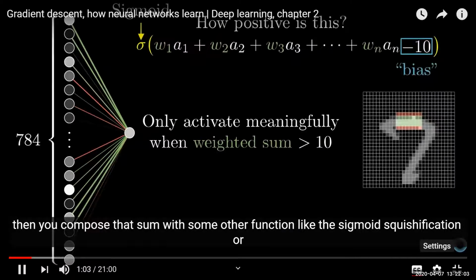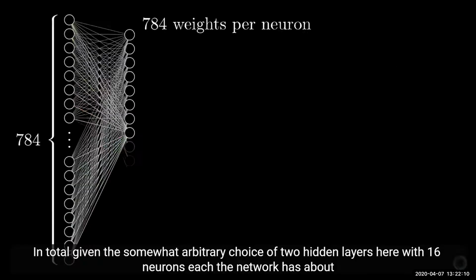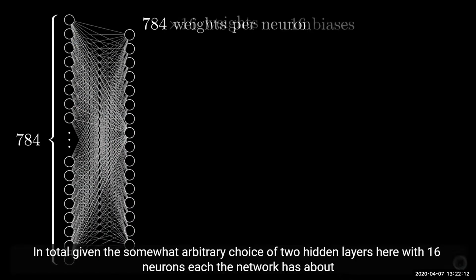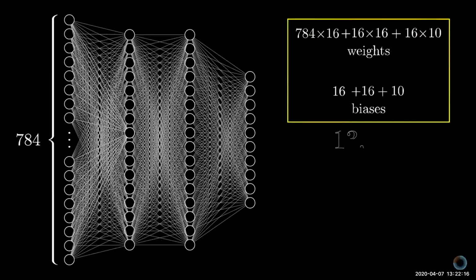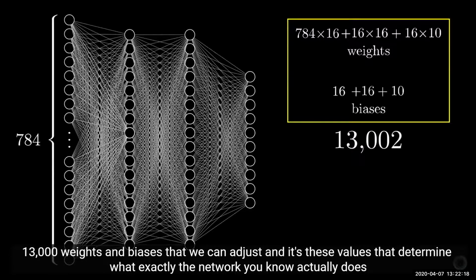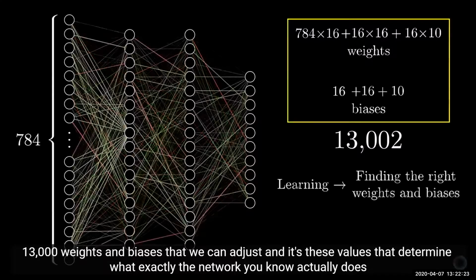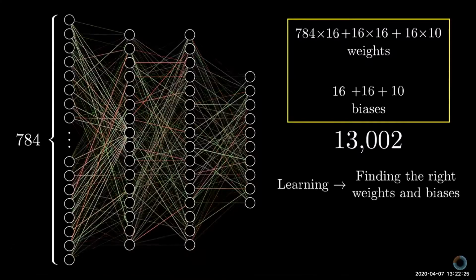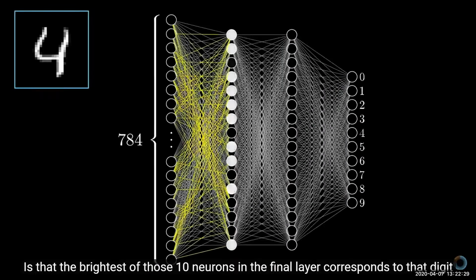Then you compose that sum with some other function, like the sigmoid squishification or a ReLU, the way that I walked through last video. In total, given the somewhat arbitrary choice of 2 hidden layers here with 16 neurons each, the network has about 13,000 weights and biases that we can adjust. And it's these values that determine what exactly the network actually does. Then what we mean when we say that this network classifies a given digit is that the brightest of those 10 neurons in the final layer corresponds to that digit.